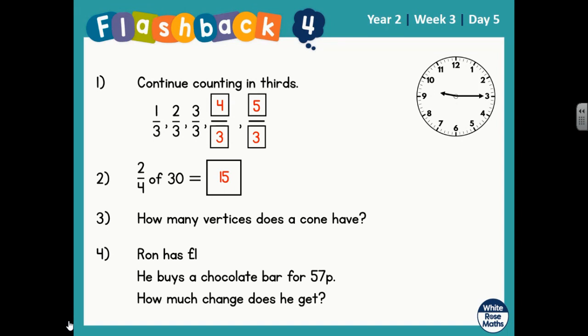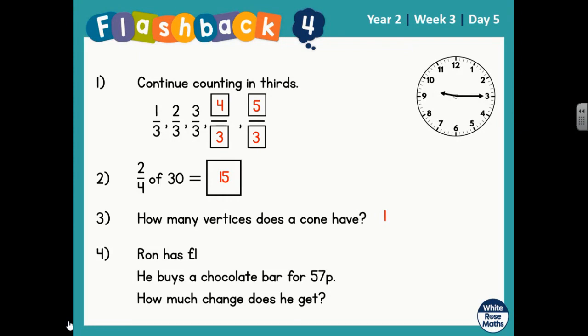Number 3, how many vertices does a cone have? That's the pointy bit. How many pointy bits on a cone? 1 pointy bit. And it's easy with a cone because if you get mixed up between vertices and edges, a cone has 1 vertex and it only has 1 edge.